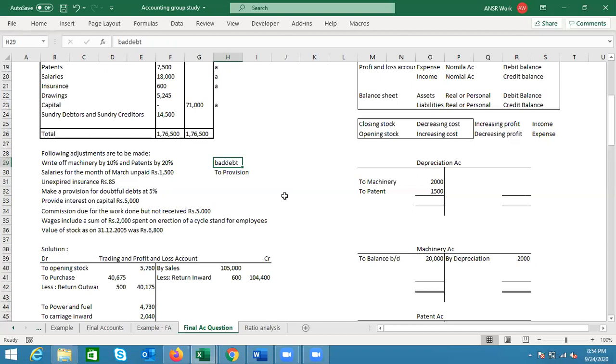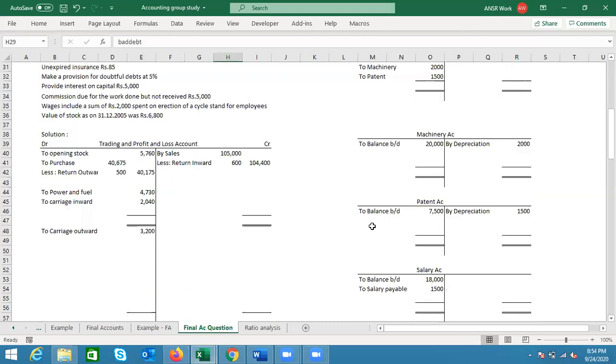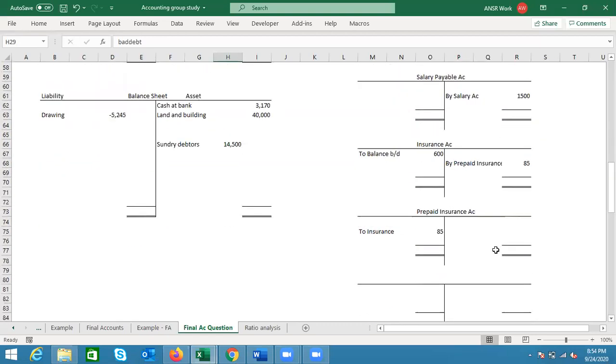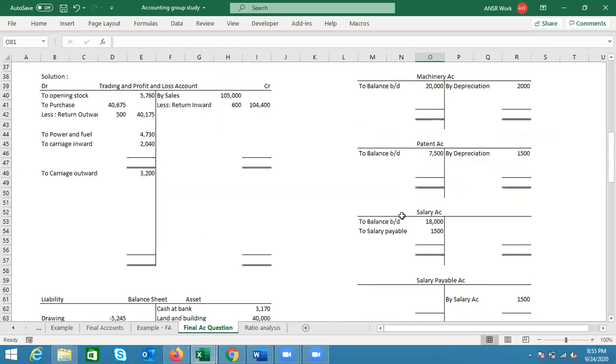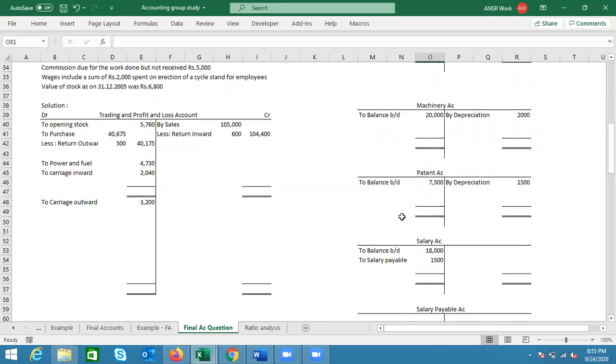So the entry is bad debt account debit to provision account. Now that we know this, it will go to the bad debt account, right? Now, bad debt account was not there in the trial balance, so there is no opening balance for it. That's why we are creating a new account for it.